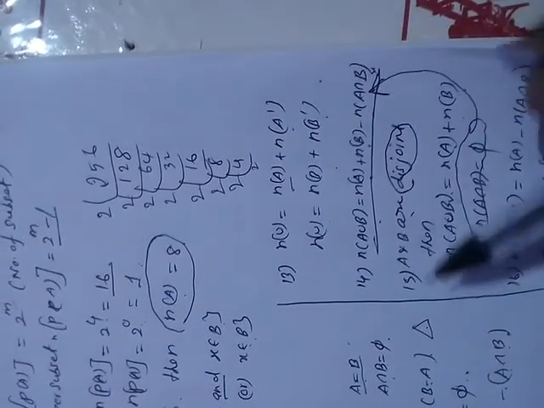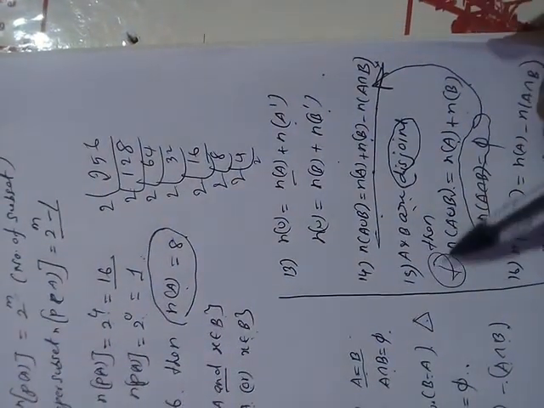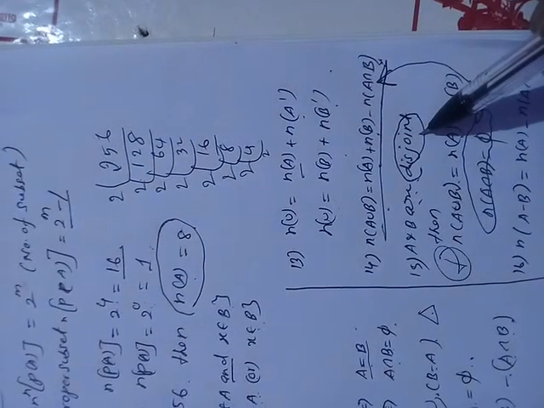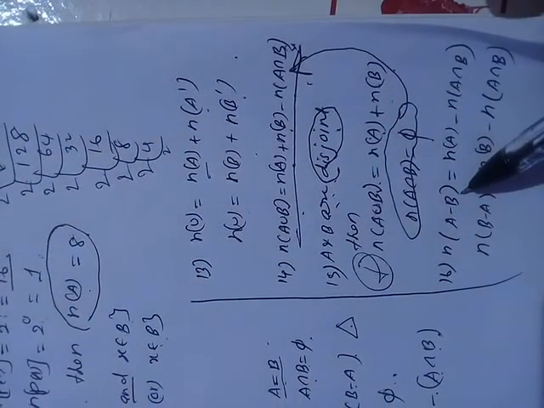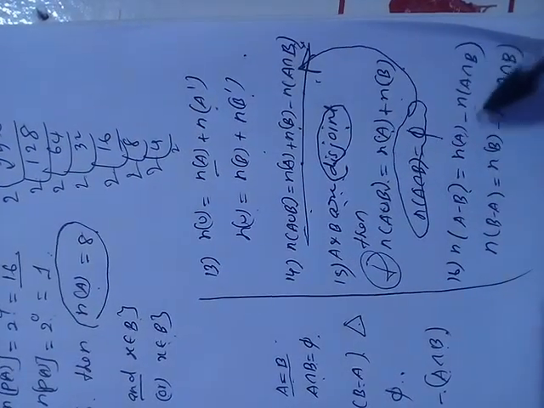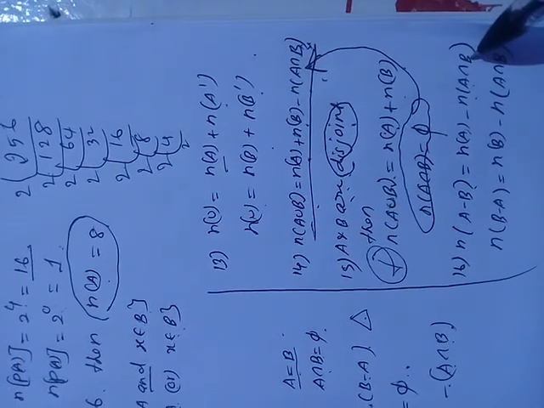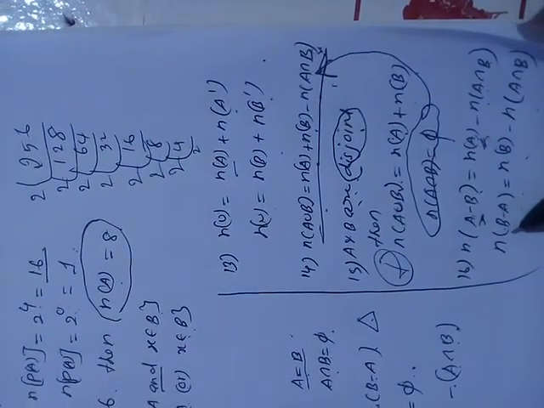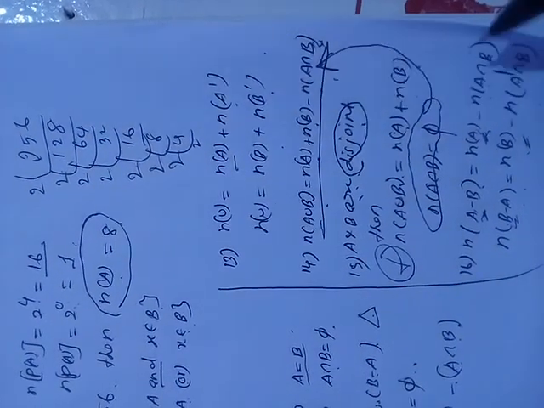A and B disjoint is a very important question. If A and B are disjoint, then the value of n of A union B is equal to n of A plus n of B, and n of A intersection B is empty. Finally, n of A minus B is equal to n of A minus n of A intersection B, and n of B minus A is equal to n of B minus n of A intersection B. It is easy to find: the first part is A, the second is B, and the common part is A intersection B.